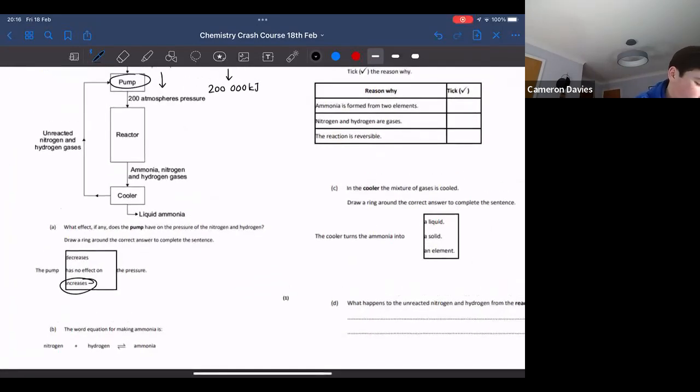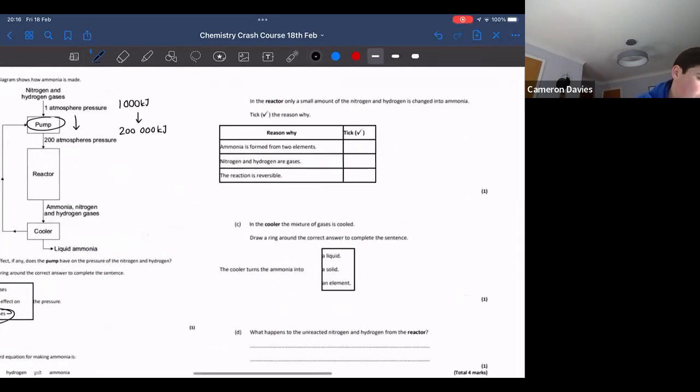Now we've been given the word equation for the Haber process, which is nitrogen plus hydrogen makes ammonia. It says that in the reactor, only a small amount of nitrogen is changed into ammonia, and it's asking us to explain why that happens. The answer is that the reaction is reversible.